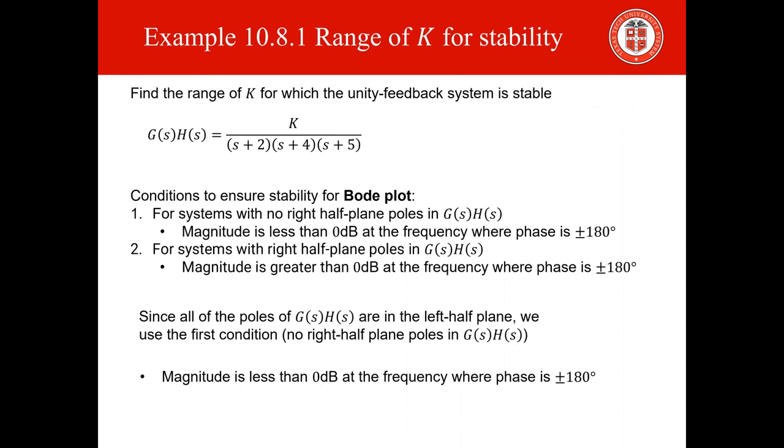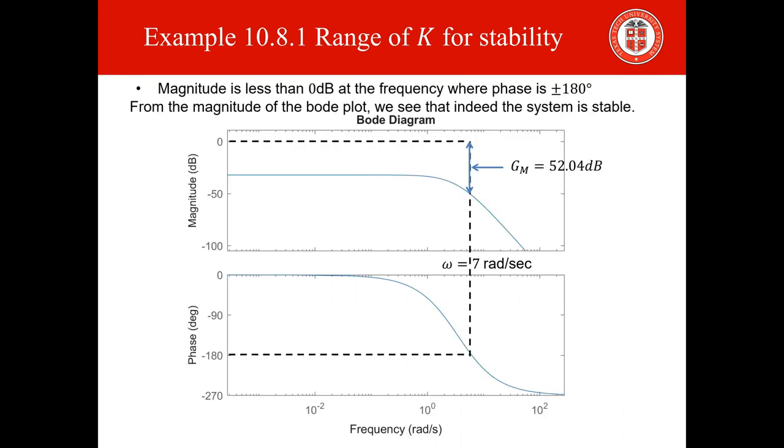And actually, we can find exactly how much destabilizes our system by looking at what we call the range of K for stability. So we did this back when we were looking at the Routh-Hurwitz criteria, but we can actually use the Bode plot diagram to help us solve this problem as well. Okay, so let's see how we can do that. So if the magnitude is less than 0 decibels at the frequency where the phase is plus or minus 180 degrees, from the magnitude of the Bode plot, we indeed see that the system is stable.